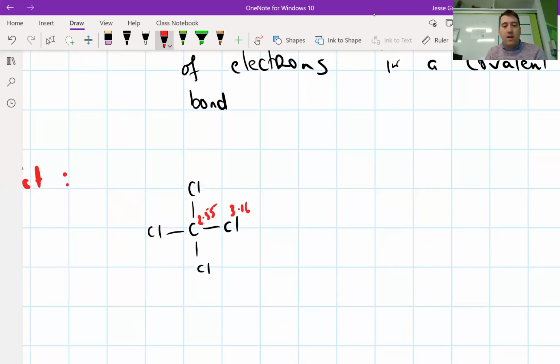So go ahead, pause the video and write the difference between them. Do that now. Okay, so we're going to do 3.16, and to find the difference, we want to take away the other one, 2.55. Get the calculator out, find the difference. Do that now. If you haven't done it already, pause the video and do that.